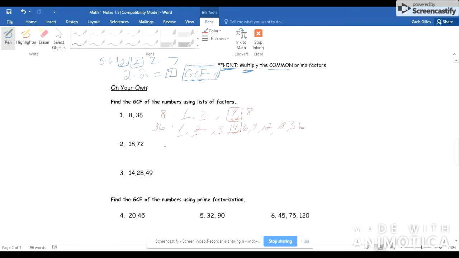Okay, hopefully you've tried them out. For 2, the greatest common factor is 18. It's actually one of the factors itself. And for 3, the greatest common factor is 7.